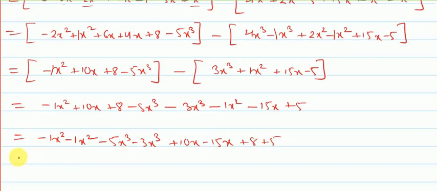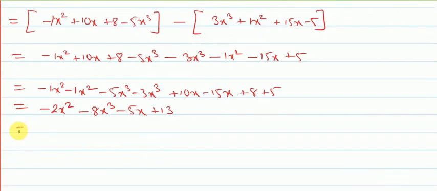So minus 1 and minus 1 same sign, add, so you get minus 2x square, minus 5 and minus 3 becomes minus 8x cube, here plus 10x and minus 15x you get minus 5x, and 8 plus 5 you get 13. Okay, so you can write this expression with decreasing order power of x. Okay, so we can write minus 8x cube minus 2x square minus 5x plus 13. Okay, so this is the answer.